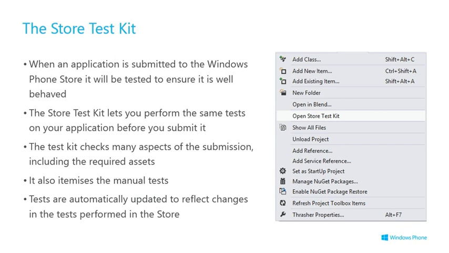The test kit checks a lot of aspects of the submission, checks you've got all the right required images, and also itemizes all the manual tests and runs some automatic tests as well. This is a great tool to give to your QA department, which is probably you with a hat on that says QA on the front, and it allows you to check that you're going to pass the submission process.